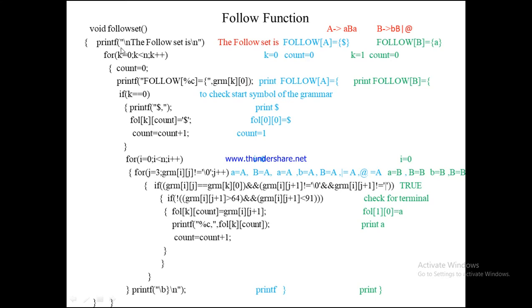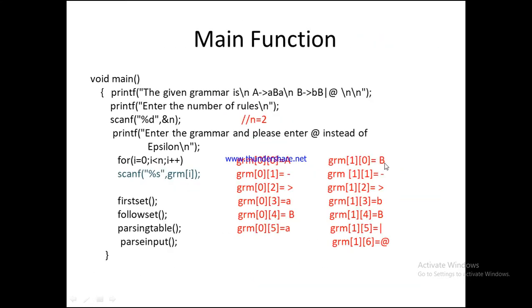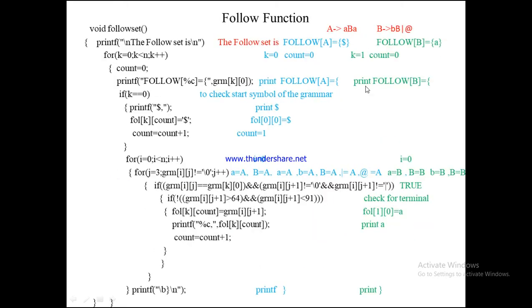That means now I'll move to this for loop and increment the value of K. Now K, whatever green color, it is for the follow of B. Now K is equal to 1 and the count is equal to 0. I am printing follow of %c, GRM of an 10. GRM of an 10 is nothing but a capital B. That means I am printing follow of B is equal to open parenthesis. The only things left to print are the A and the close parenthesis.